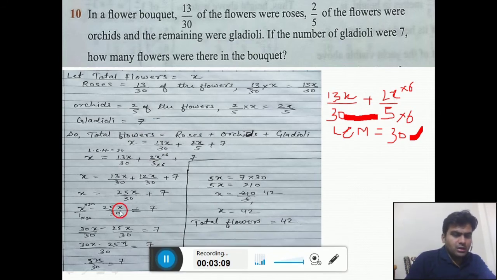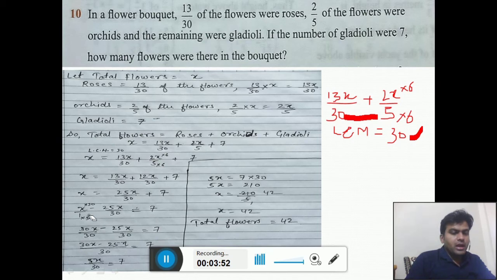So see here, this becomes 12X upon 30 at this step, plus 7 we will write as it is. Now X is equals to these two fractions, now 13 upon 30 and 12 upon 30 we can add, so 13 plus 12 equals to 25X upon 30 plus 7 as it is. Now we will transfer this 25X upon 30 to the left hand side. So when we are transferring it, the sign of this fraction 25X upon 30 will change to the minus.